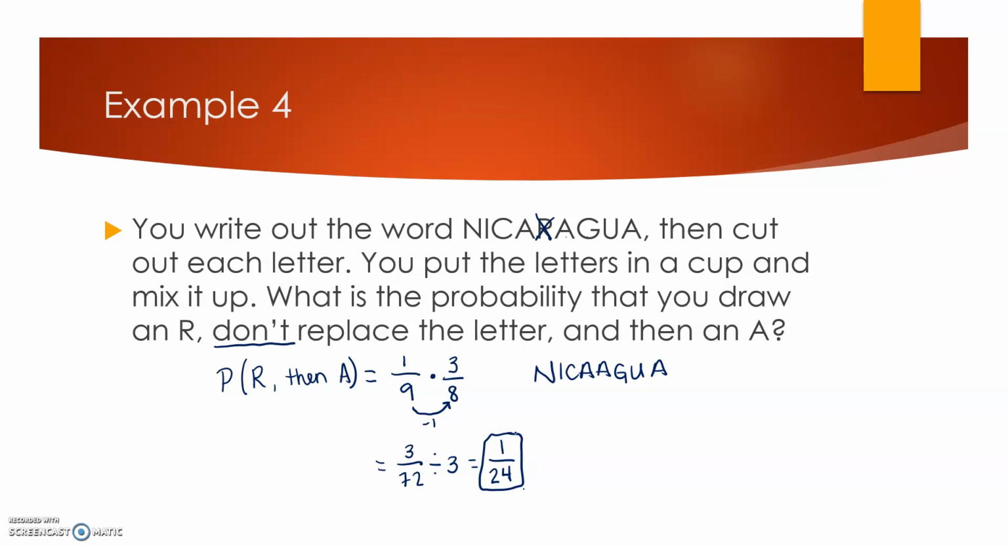If you want the decimal answer, we're going to do 1 divided by 24 in our calculator. And we get 0.0416, so I'm going to round that up to 0.042. And that could also be my answer.